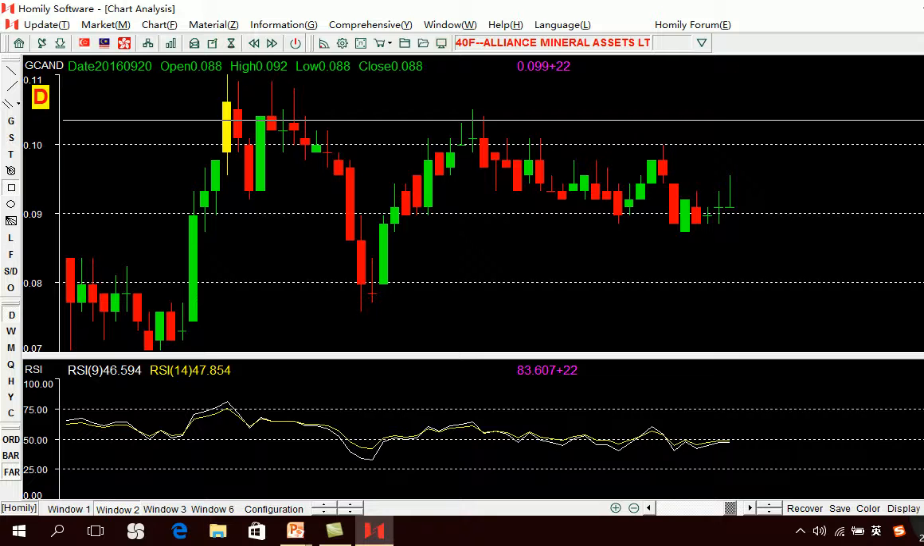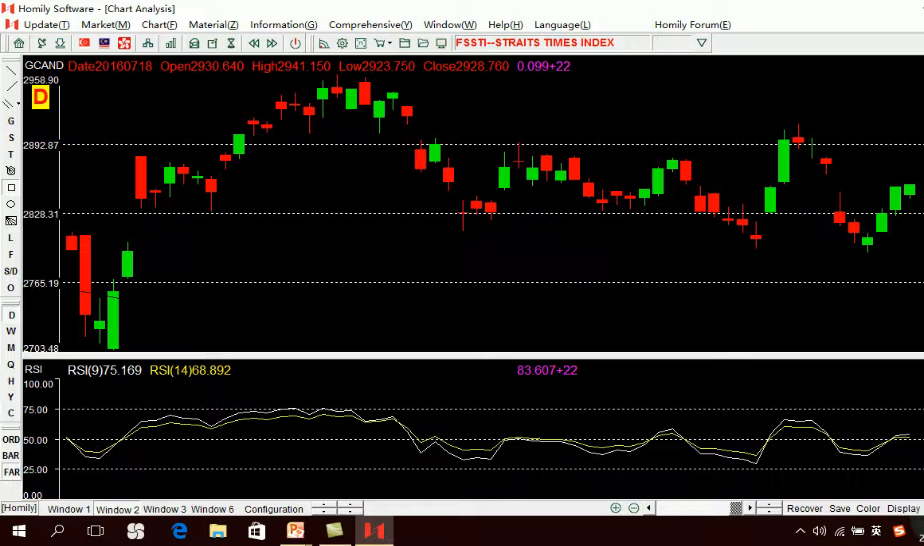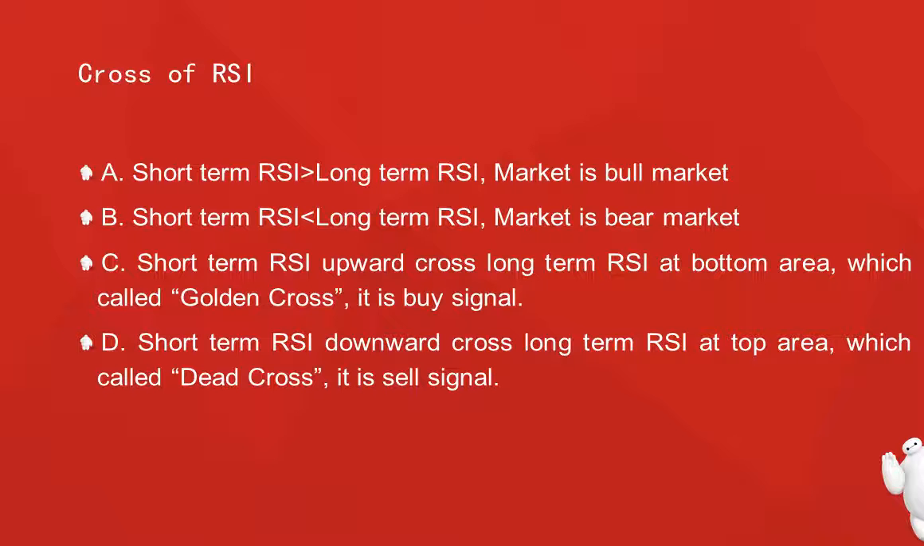So this is the RSI, because the parameters are similar. If the short-term RSI is above the long-term or 40-day RSI, the market is good. But if it's below, the market is not good. So above, again, the market is good, but only for the short term. Next, if the short-term RSI is less than the long-term RSI, the market is a bear market, but only for the short term, not for the medium-long term.